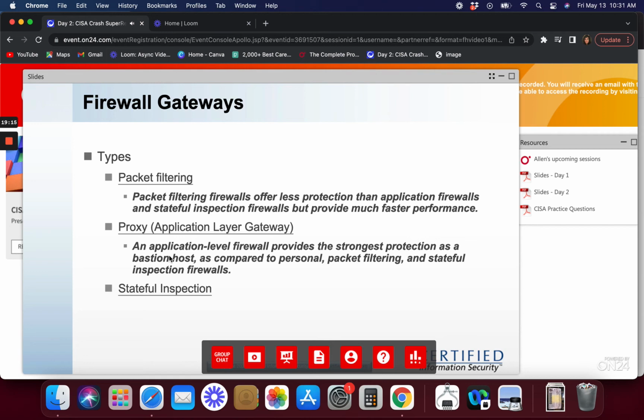All I care about is where you're coming from and where you're going to. I see the address of where you come from. I see the address of where you're going to. And if I permit data coming from this source and I permit data going to that destination, why, I will let you pass. That is a packet filtering firewall. A simple router on a network can be configured to do packet filtering as a packet filtering firewall.